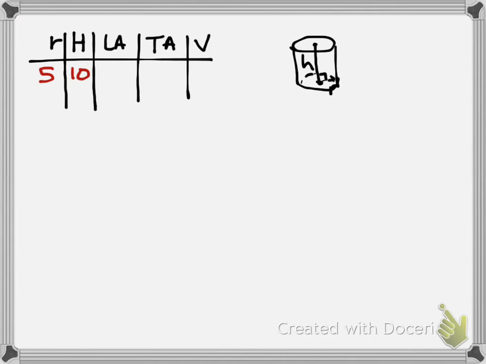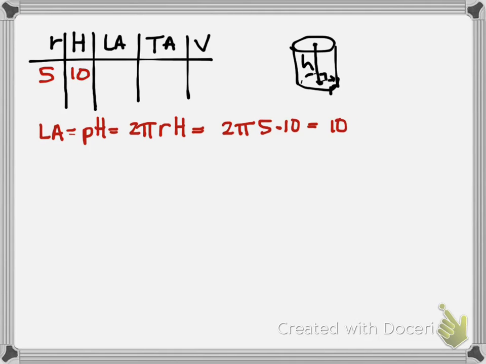Can we do lateral area right now? Do I have enough information for lateral area? Yeah, I do. So lateral area is going to be the perimeter times the height, which is the same thing as saying 2 pi r h. So we plug in 2 and pi and 5 and 10, and we get 100 pi.